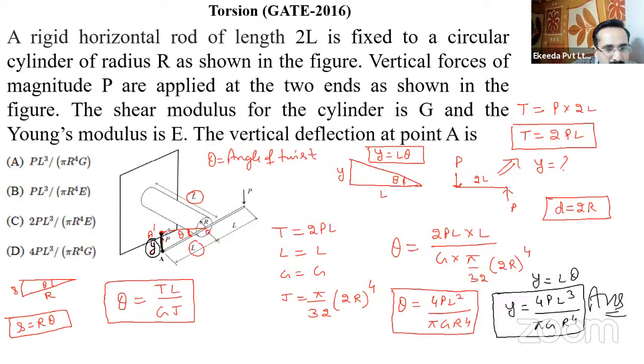So what is the answer? 4PL cube upon pi G r to the power 4. So the answer is basically D. D is the answer of this question, right? This is the answer, isn't it? So this is how we solve the question of torsion of circular shafts.